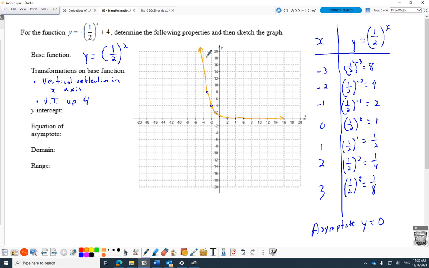I have two things to do. I have to vertically reflect in the x-axis, and I have to move them up 4. So, vertical reflection. These all switch signs. Does that ring a bell?